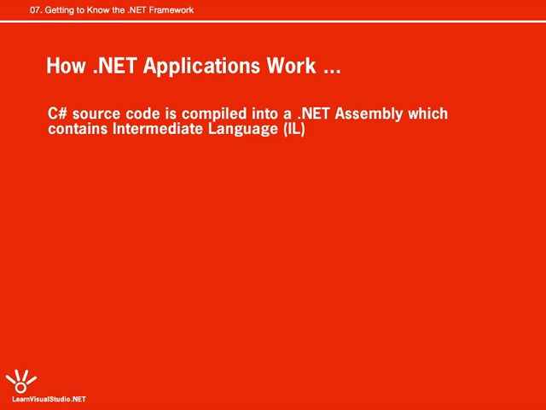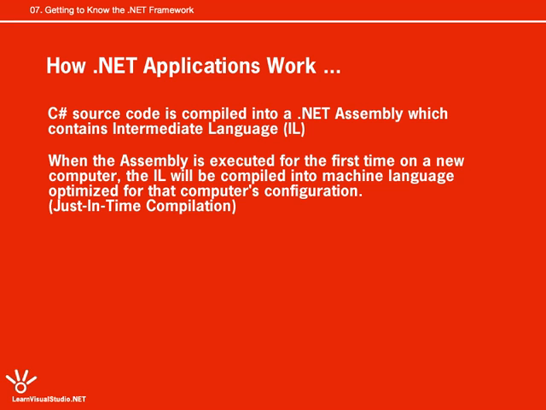So for example, if you were to create a .exe application and give it to a friend who is running Windows 98, the first time the application is run, it will compile a special version of your application using the intermediate language inside that assembly, specific to not only Windows 98, but also the specific processor and the amount of memory and things of that nature. It tweaks the application to perform optimally on that system.